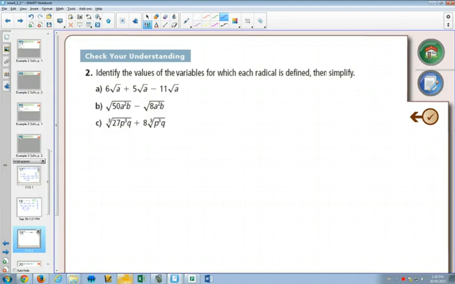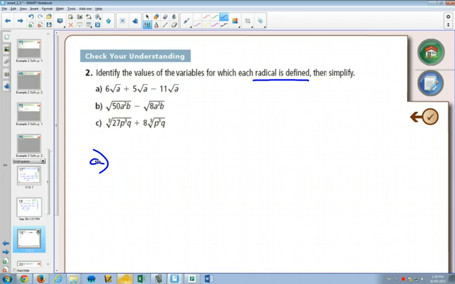So now we can introduce variables inside, and the same idea, they need to be like radicals. So for the first one here, again, in order to simplify, we need to write them as mixed radicals, and then we need to combine like radicals. Okay? Also in this question it says, where is each one defined?